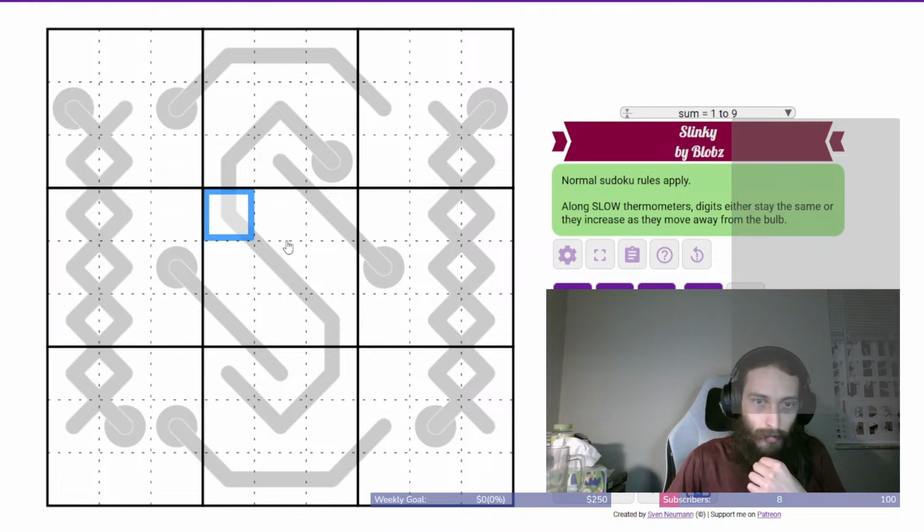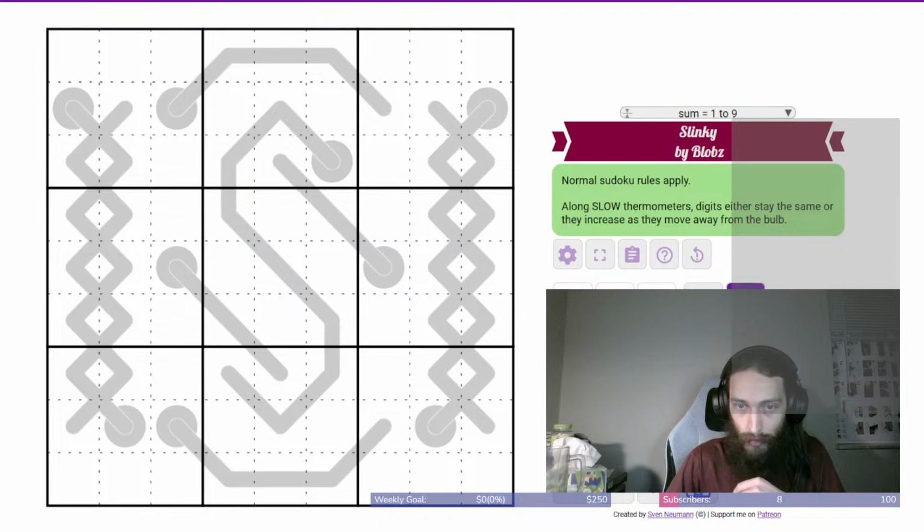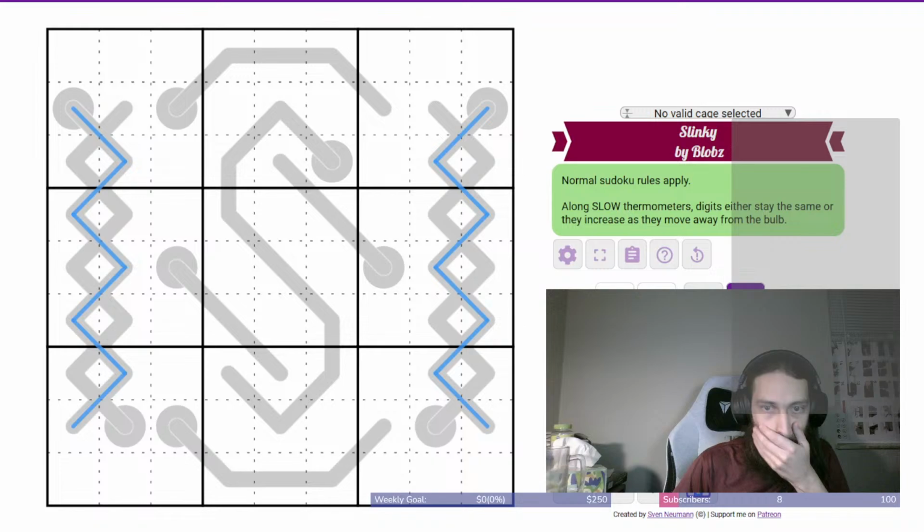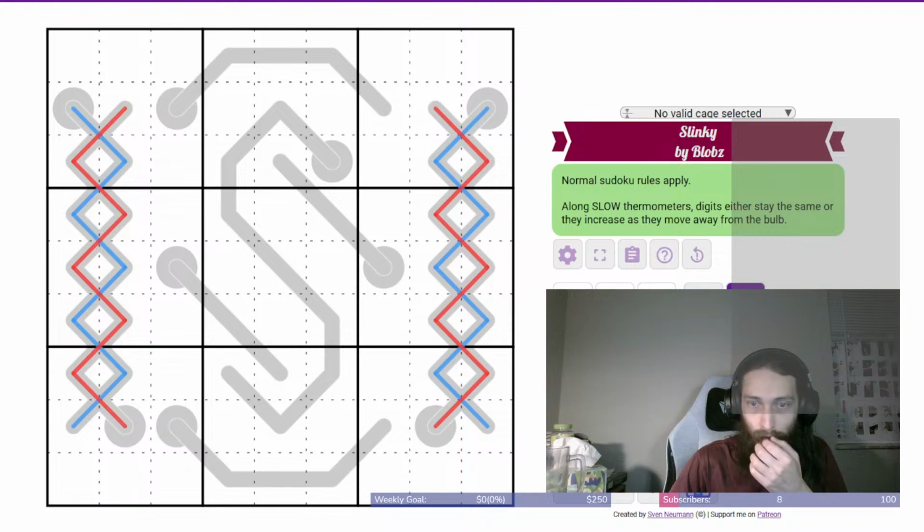Okay, well, I don't like this. Use a line tool. We're going to make this one blue, and make that one blue. Alright. And then just for some contrast, we'll make the other one red. Alright, that should help out a bit.